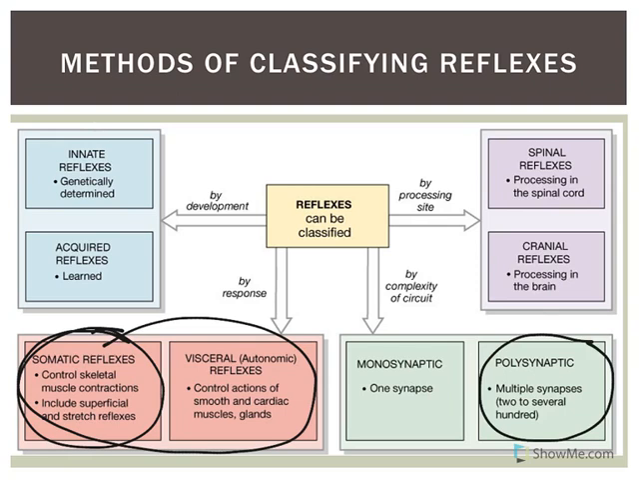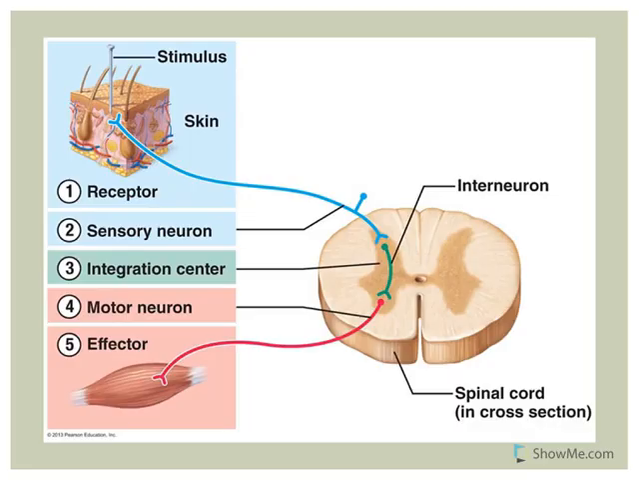The only example of a monosynaptic reflex that you're going to see is the stretch reflex. Everything else are polysynaptic. But I'm also going to give you a couple examples of some cranial reflexes. Cranial reflexes, the integration center is going to be within the brainstem. The other reflexes that I'll give you will be spinal reflexes, so they're going to be completely processed within the spinal cord.